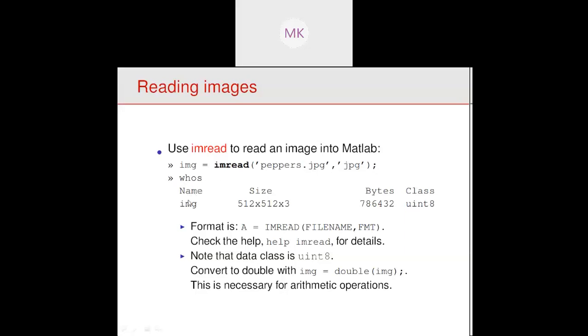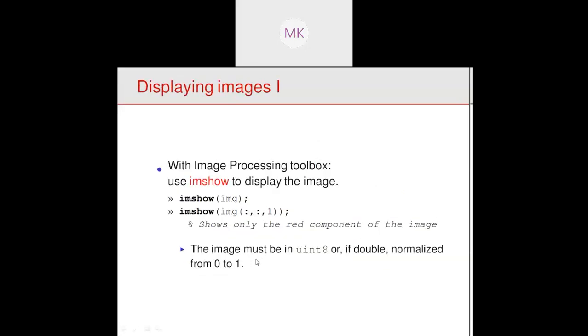This represents the name of the image as well as the properties of the image. The format is A is equal to imread, file name, comma, the type of the image. In case of displaying, we are going to use either the image processing toolbox or the function. Use imshow in order to display the image. So imshow of image is used to display the image.